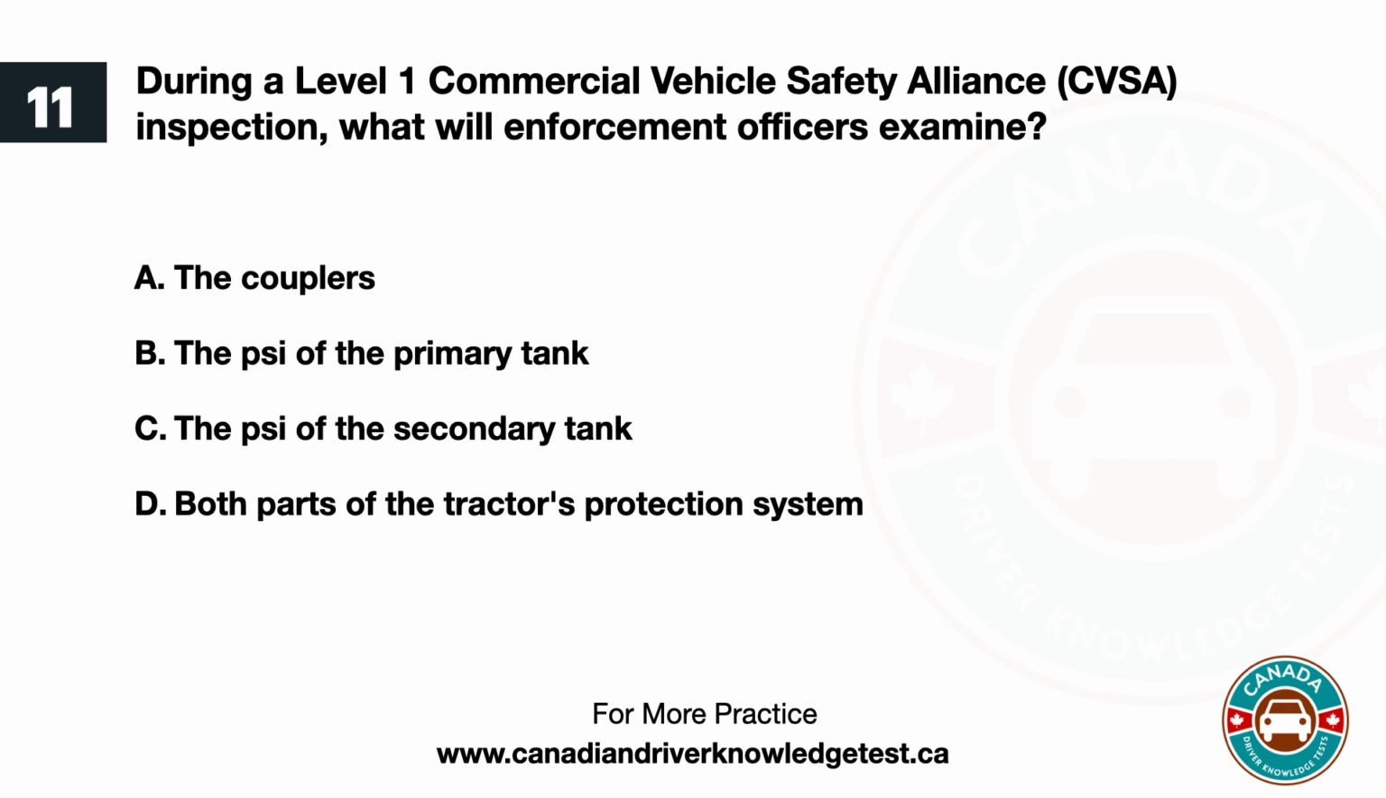Question 11. During a Level 1 Commercial Vehicle Safety Alliance (CVSA) inspection, what will enforcement officers examine? A. The couplers. B. The sight of the primary tank. C. The sight of the secondary tank. D. Both parts of the tractor's protection system. The answer is D. Both parts of the tractor's protection system.